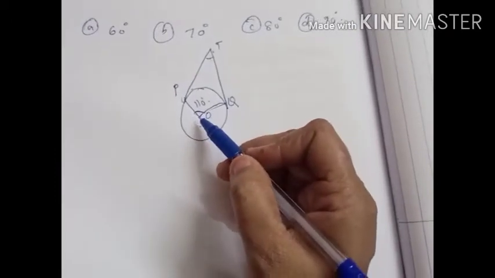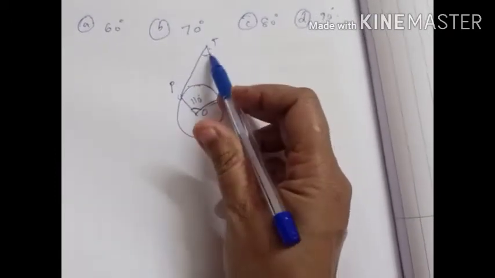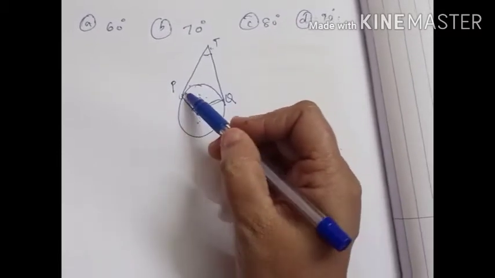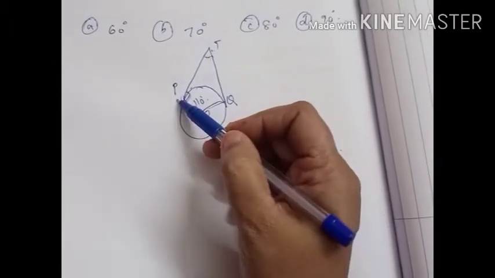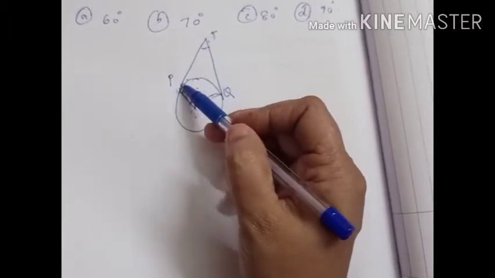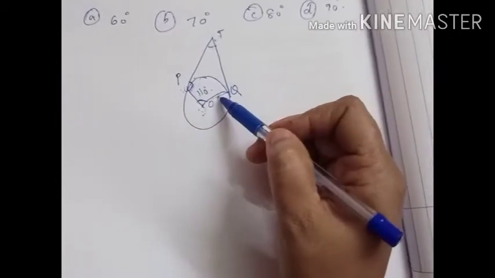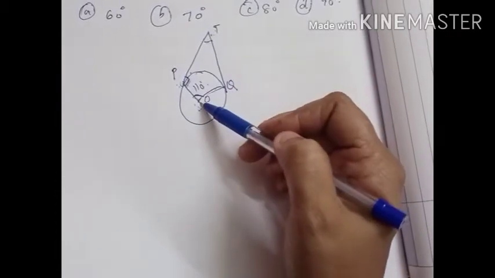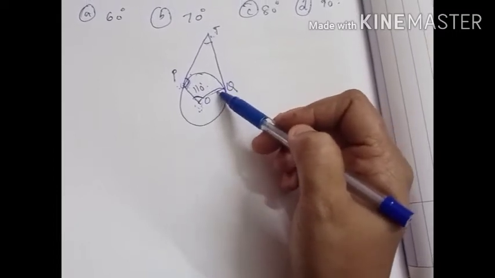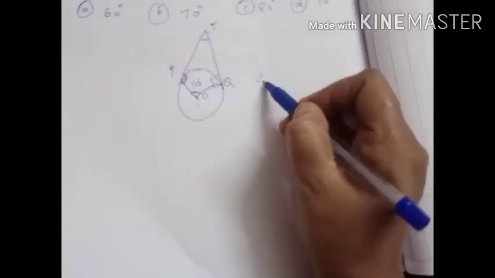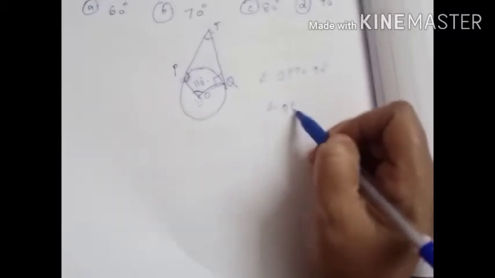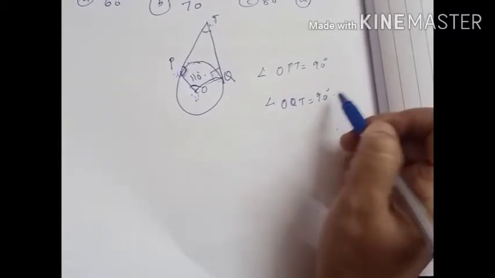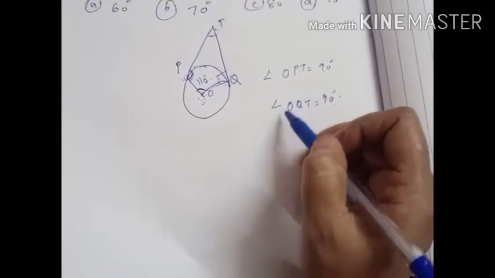So as theorem 1 we know that the tangent to the radius is right angle. So this TP is the tangent, this OP is the radius. So tangent to the radius, this angle is 90 degree. Same way tangent TQ with the radius OQ is also 90 degree. So angle OPT equal 90 degree and angle OQT is also 90 degree according to the theorem 1.